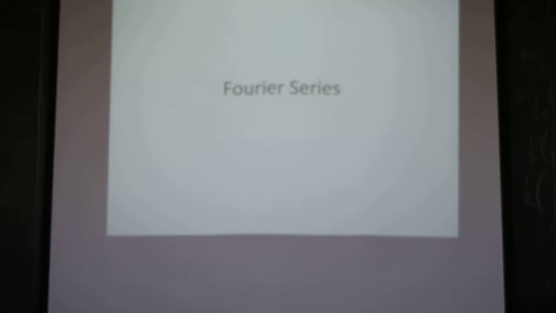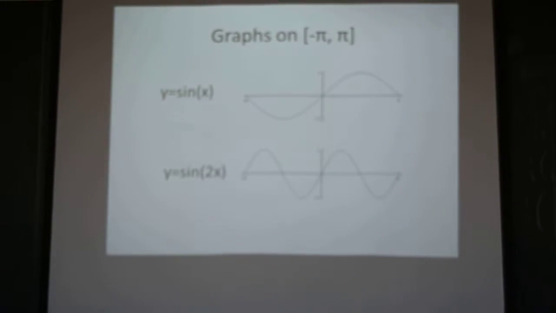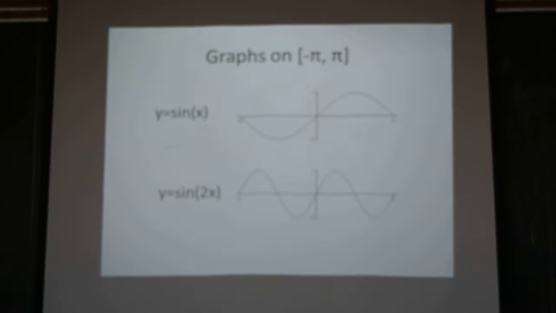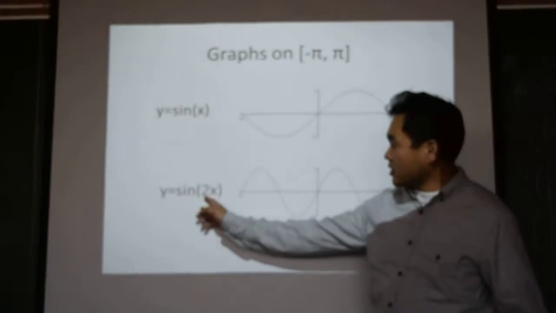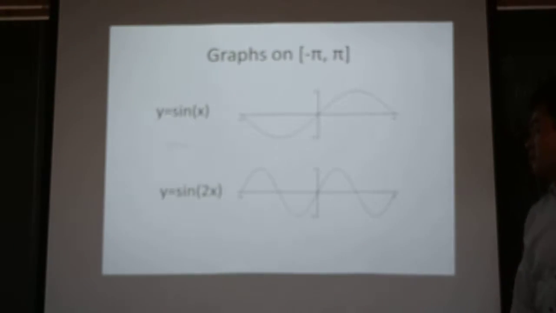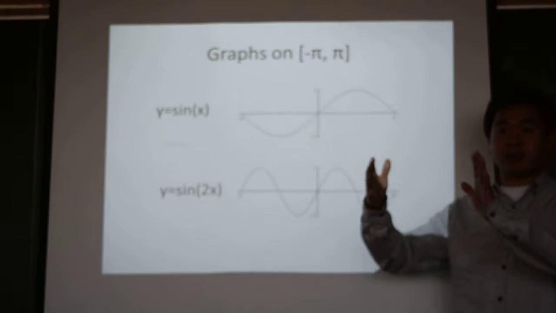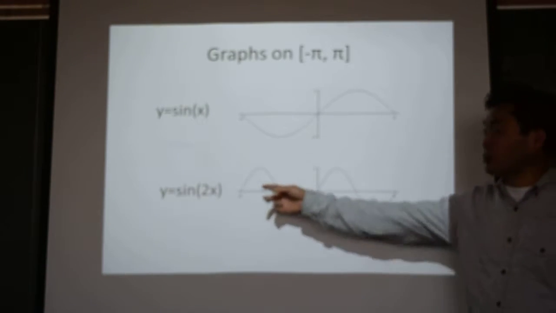Alright, so let me give you some overview of Fourier series. We start with the graphs of sine and cosine. This is the graph of sine x. And what happens if you put a 2 inside sine? It makes it contracted, right? It makes it so the frequency goes up.